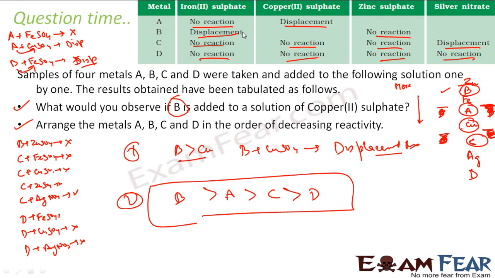A with iron sulfate, no reaction, that is A is weaker than iron. I reacted A with copper, displacement, that is A is stronger than copper. Similarly, B with iron, displacement, B is stronger than iron. B with zinc, no displacement, that is B is weaker than zinc, that is zinc is stronger. And that's how we form this reactivity series. Once I have the reactivity series, I can answer any of the questions.